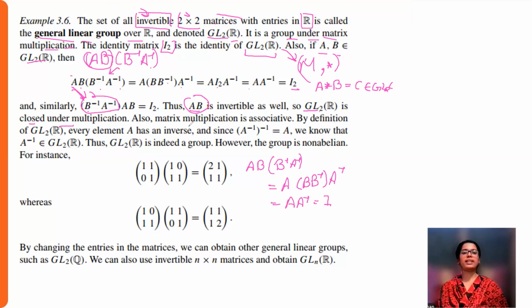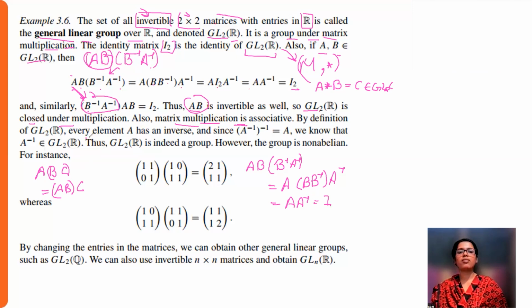Now, we also know that matrix multiplication is associative. That means if we are multiplying three matrices, we can multiply the second two first and then multiply with the first one, and this will be equal to multiplying the first two and then multiplying with the second. This is how we can say that matrix multiplication is associative. Now, since we have taken the group of all the elements which are invertible.